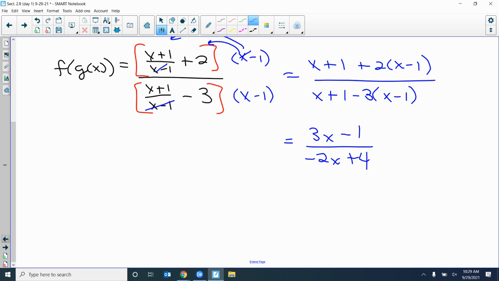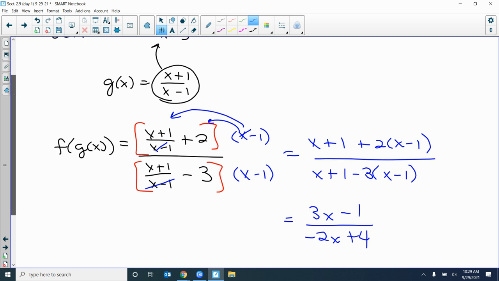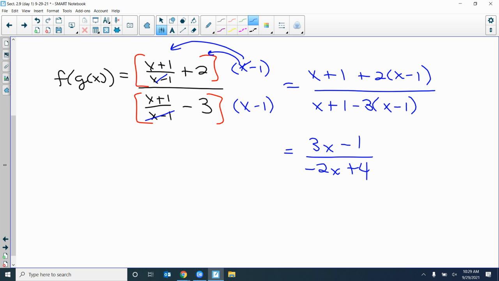All right, what can't x equal? What are we plugging into first? We're plugging into g of x first, right, Brandon? Right. What can I plug into g of x? 1. So x cannot equal 1. What can x equal here? 2, right? That's where we get our domain. Negative infinity to 1, union 1 to 2, union 2 to infinity.